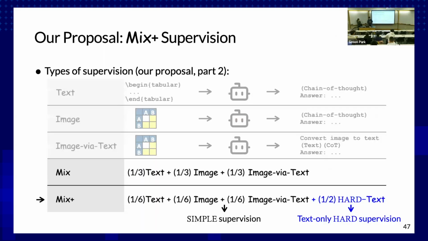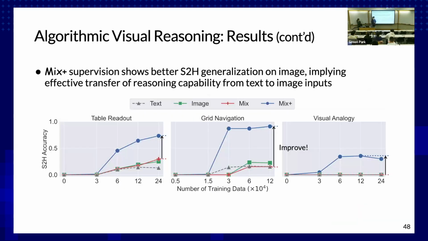That's why we have to modify our training supervision type to explicitly include hard text examples as in-distribution training examples. So now the model is expected to solve the hard text reasoning task. And the question again is, will this transfer over to hard image? And the basic answer is yes. So our mix plus supervision, which is just the mixed supervision on simple examples plus hard text, is able to improve the S2H generalization capability on hard image examples. But we want to do better. So we now go into some of the methods on how to further improve this behavior.